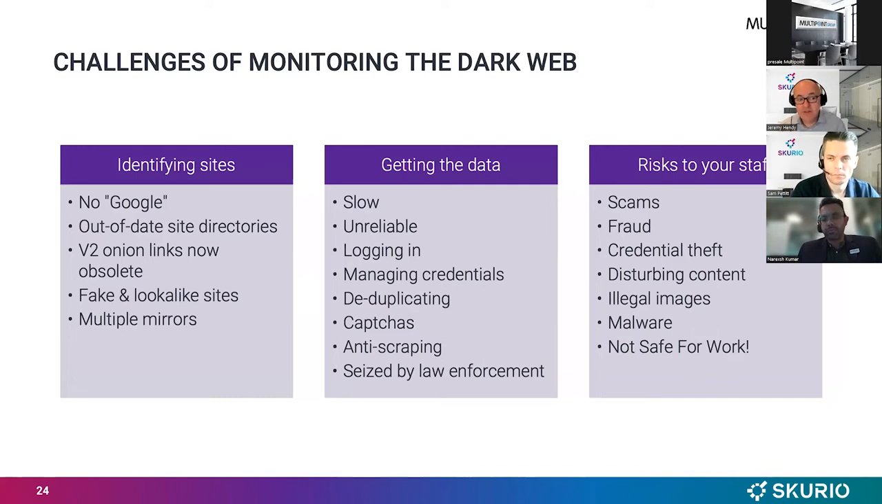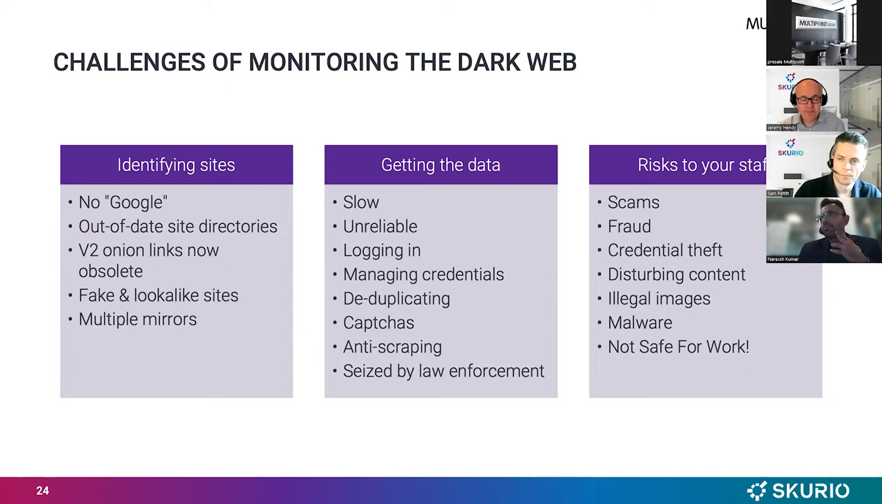There are some directories out there, lists of sites, but there was a big change to the dark web last year where the version 2 onion links that have been around for many years were made obsolete. They weren't secure enough for the bad guys. The bad guys were getting traced. So they've now completely changed the addressing system. It's much more secure. It's much more anonymous. As a result, a lot of those sites went down. They weren't being maintained.